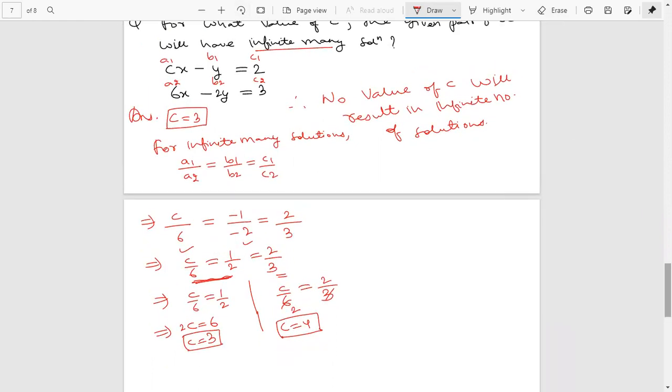And for this question, this will be the answer because we cannot take 3 and 4 simultaneously, both values for C. One value we can take. So then it will not be possible. If we take 3, then also not possible. 4, then also not possible. And both we cannot take. We cannot put both values here. Only one value we can put. So no value of C will result in infinite number of solutions.